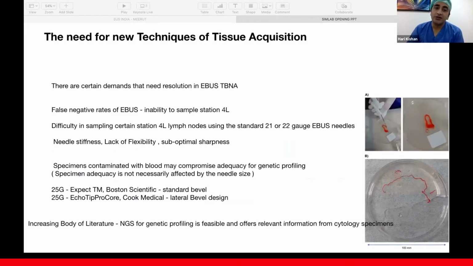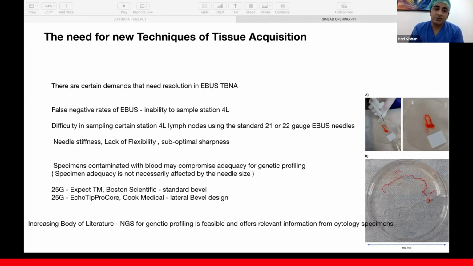So why is there a need for new techniques of tissue acquisition? Whatever said and done, there are still certain demands that need resolution in EBUS TBNA. We are not comparable in diagnostic yield when it comes to CT-guided biopsies or other procedures, which have almost more than 95-96% diagnostic yield. So we will discuss what are the demerits of EBUS TBNA with the currently available technologies.